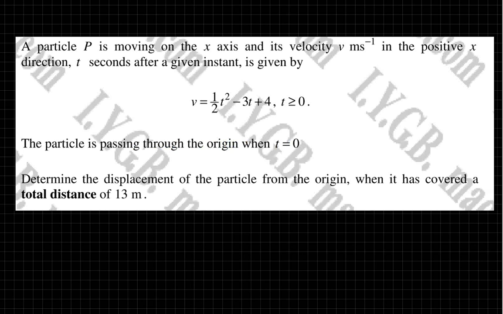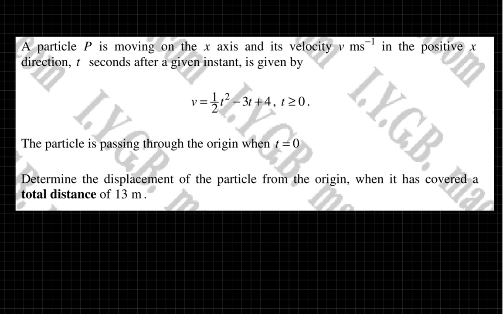You're told the particle is passing through the origin when t equals 0. And then you're asked to determine the displacement of the particle from the origin when it has covered a total distance of 13 meters. So the idea is this: displacement and distance are sometimes the same, and sometimes they aren't. It depends on the direction in which an object's moving.